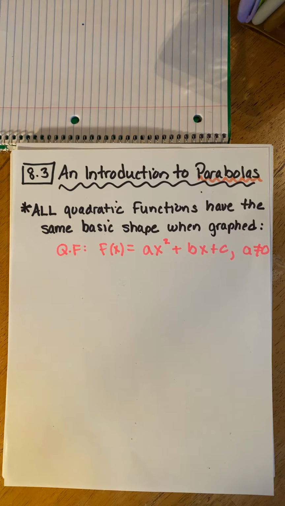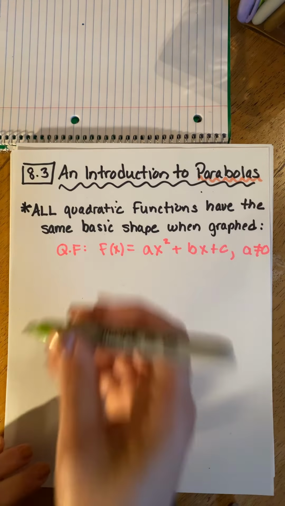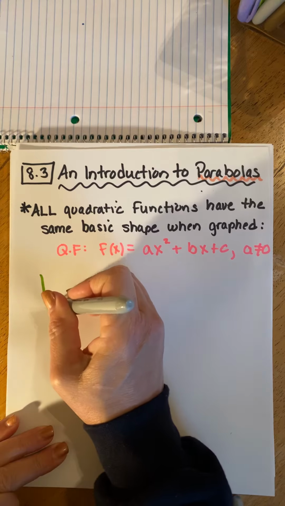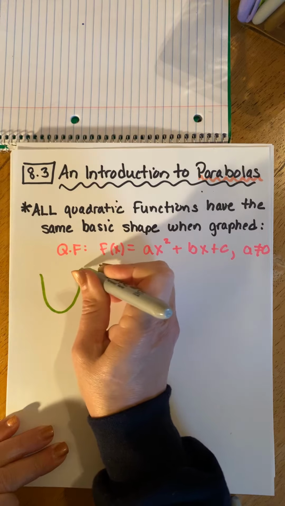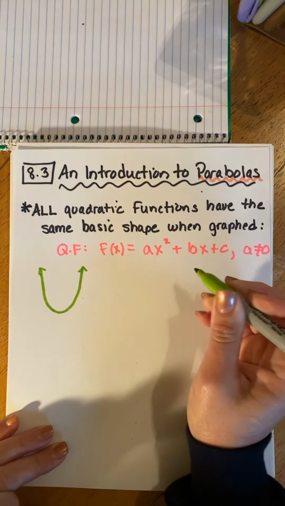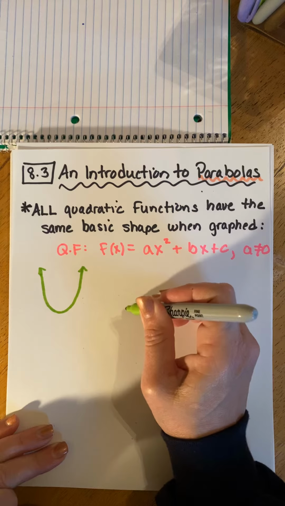And anytime we graph a quadratic function, the graph always takes on the same basic shape. So here's an example of a parabola. This is a right side up or a positive parabola. It may be upside down.